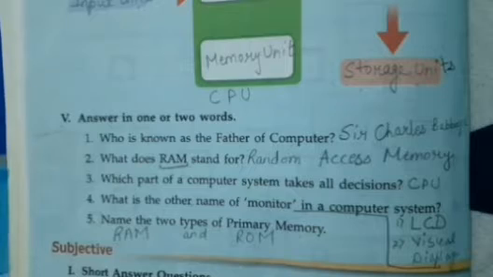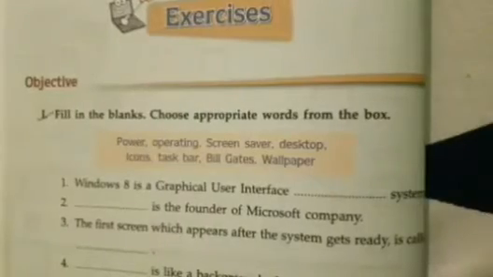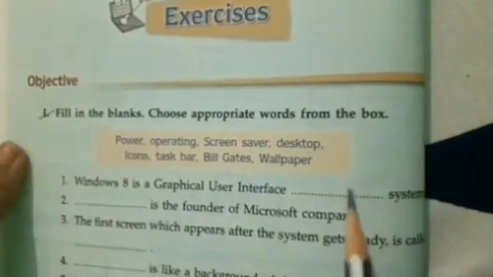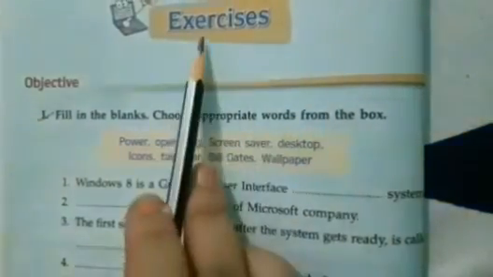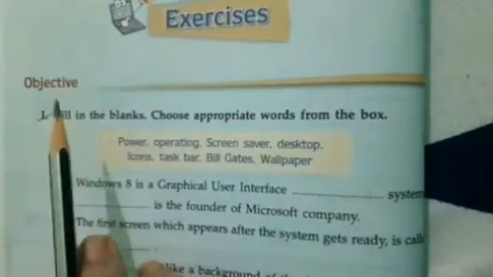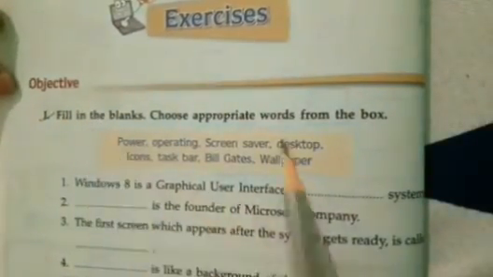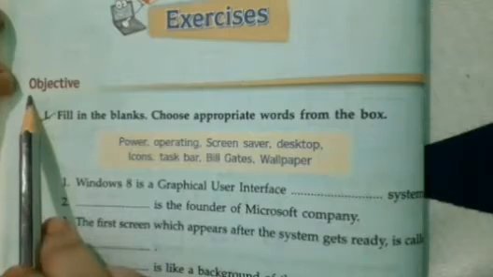Okay, children. So now proceed towards our next chapter, chapter number 2, objective question. So children, take out your page number 36. Be ready with your pencils and book. Here are the given exercises questions of chapter number 2, GUI operating system. So let us solve the objective part of this exercises questions.